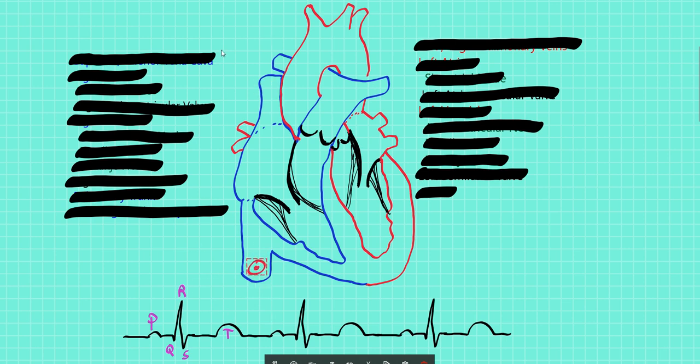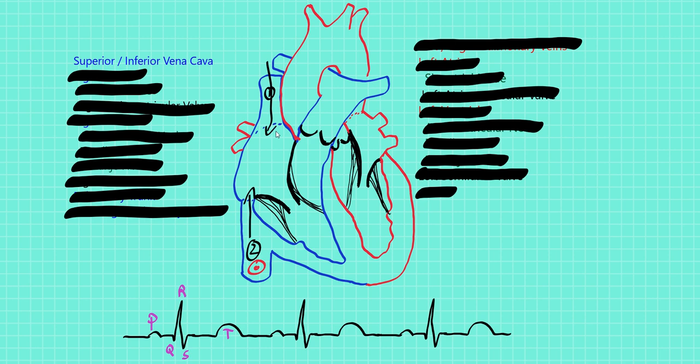So the one on the top is called the superior vena cava. That's this one right here. And the one on the bottom is called the inferior vena cava. They both take blood in to this chamber right here.